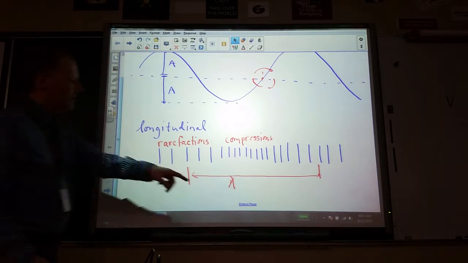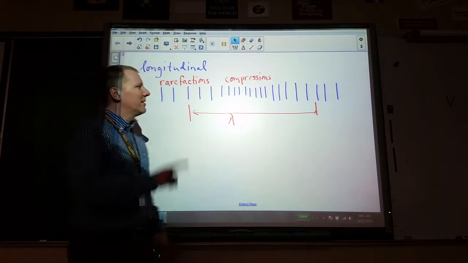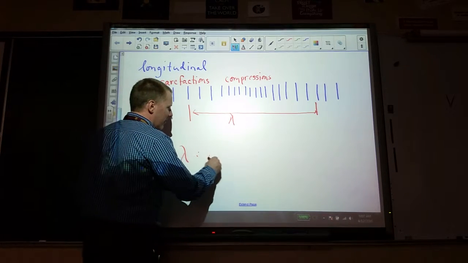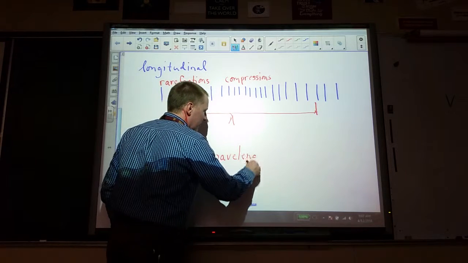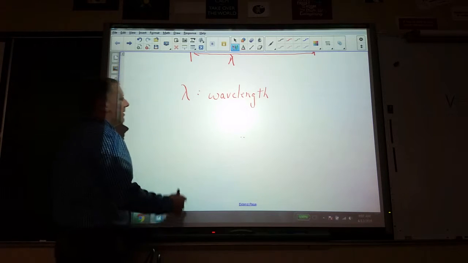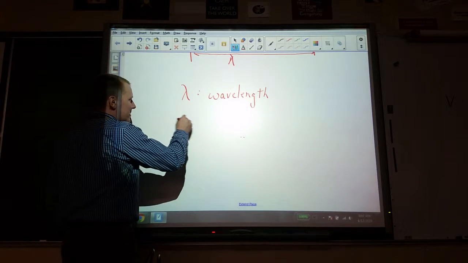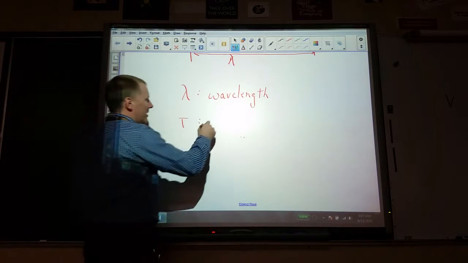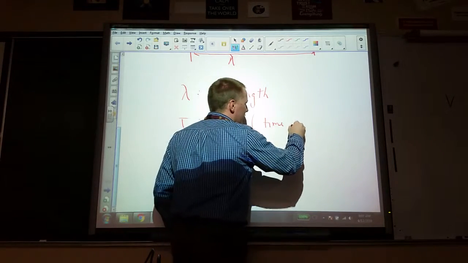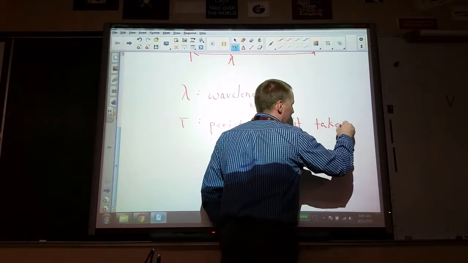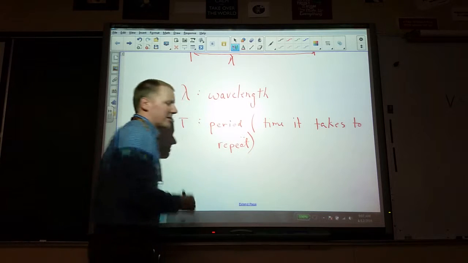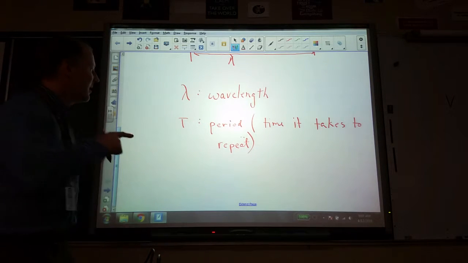Now, on to Zach's question about the period. All of these waves have some things in common. Number one, they all have wavelengths, represented by the Greek letter lambda. They all have periods, which is always in physics a capital T. This is the time it takes to repeat something. Right? So it's from one point back to that point.